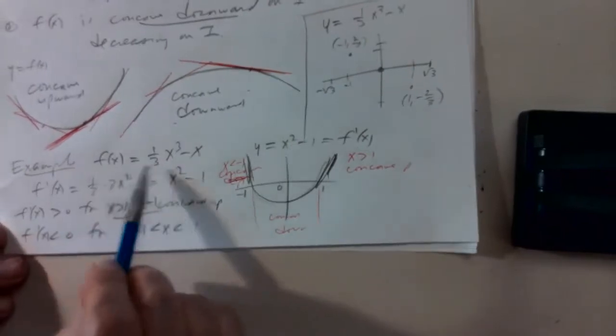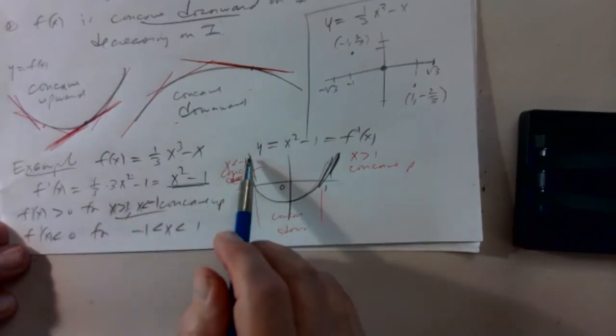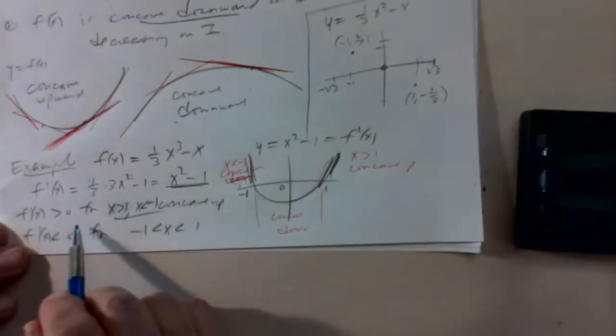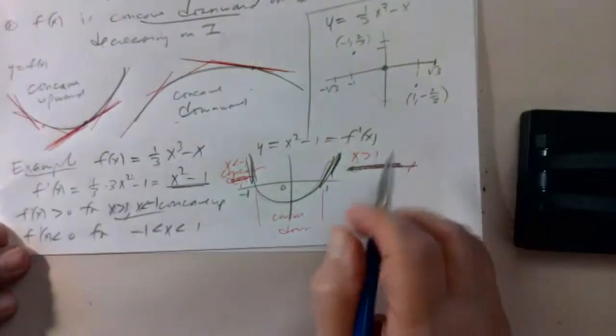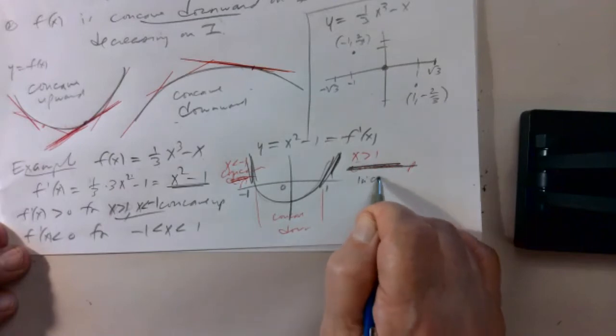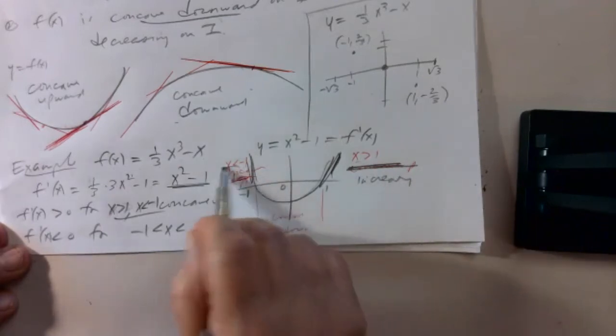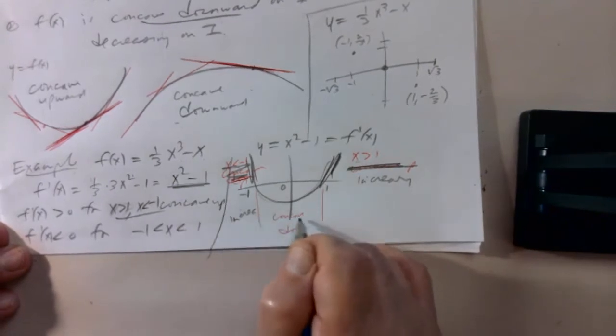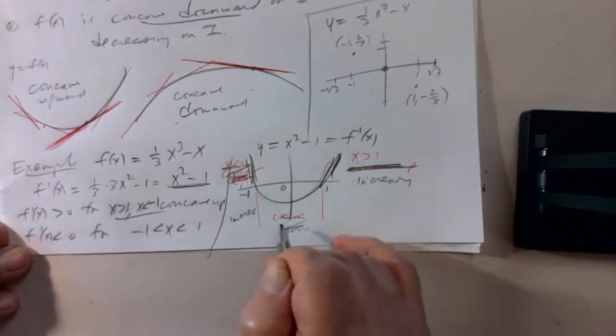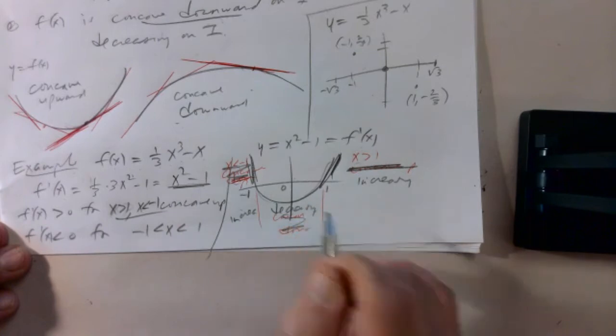Here we have the function f of x equals a third x cubed minus x. If I differentiate it once, I get x squared minus 1. This is the graph of x squared minus 1. The derivative is positive for x bigger than 1 or less than minus 1. So for x bigger than 1, the function is increasing. For x less than minus 1, the function is increasing. And between minus 1 and plus 1, the function is decreasing.